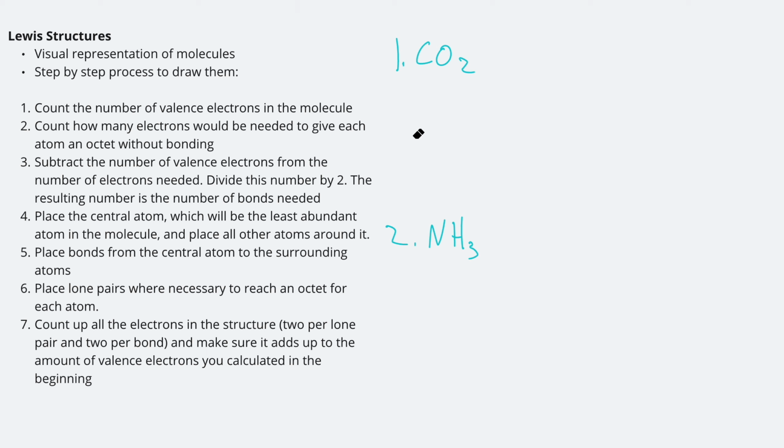So starting with counting the valence electrons for CO2, carbon has 4, oxygen has 6, and the other oxygen also has 6. So we have a total of 16 valence electrons.